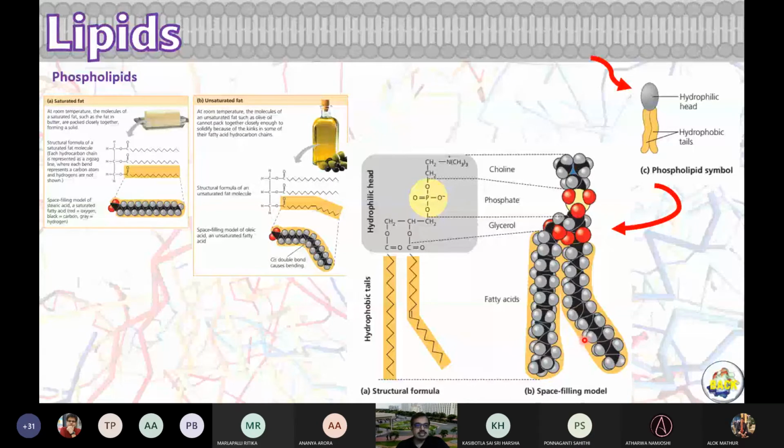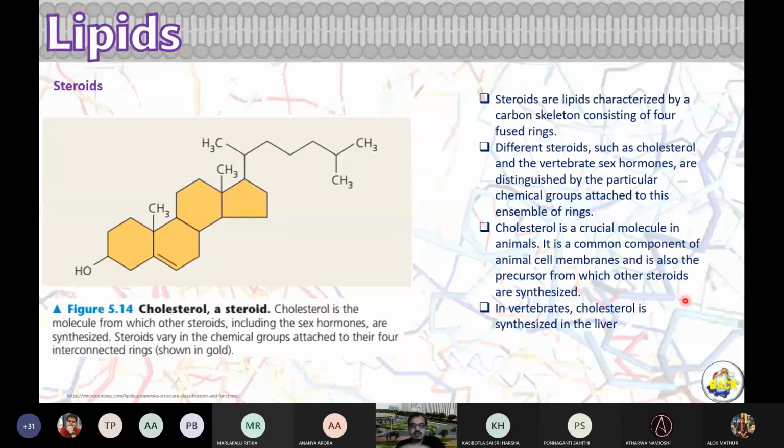Okay, so now we understand this is a different kind of lipid, a lipid attached to phosphate. Then what else do we have? We have another kind of lipid we call steroids. We just saw cholesterol. Cholesterol is also a kind of lipid because it is made up of majorly carbon, and doesn't have oxygen anything in between.